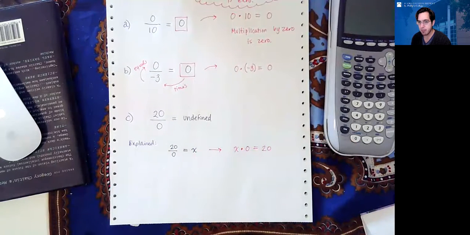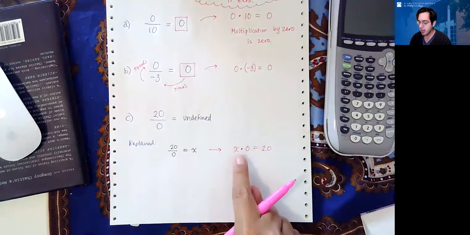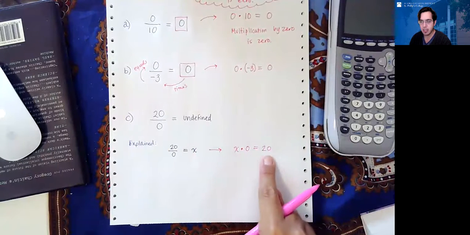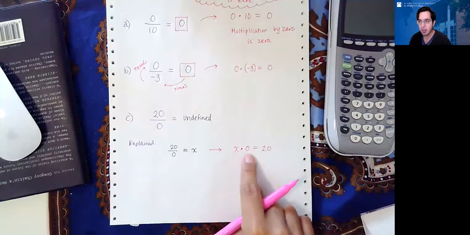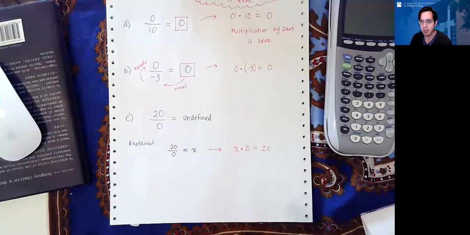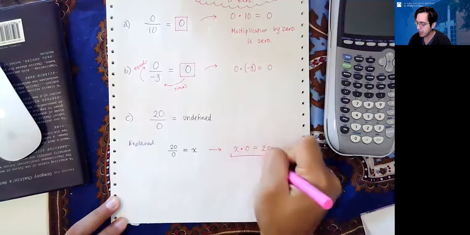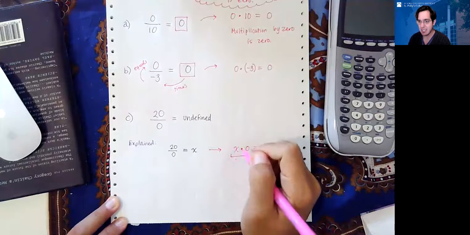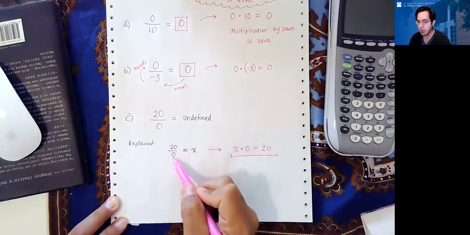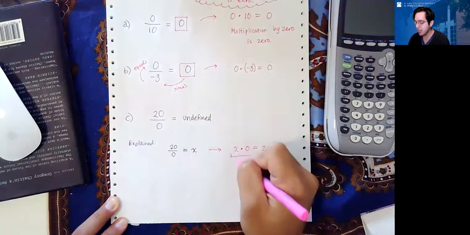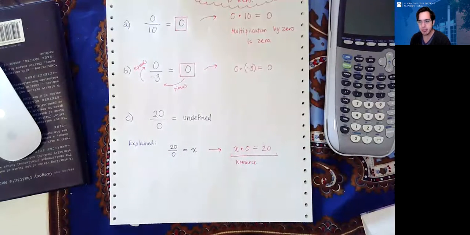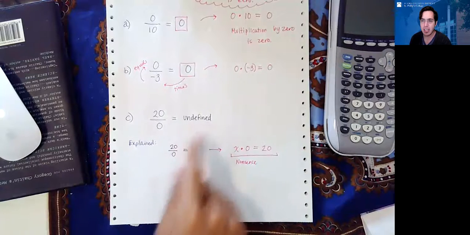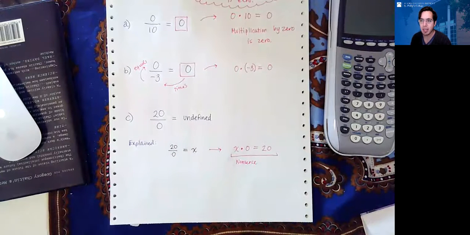But a number times 0, is that ever going to be 20? No. Because something times 0 is always going to be 0. So this doesn't make any sense. So when you divide by 0, that leads us to nonsense. So that must mean that we can't divide by 0. So that's why we say it's undefined, because there's no definition for how to divide by the number 0.